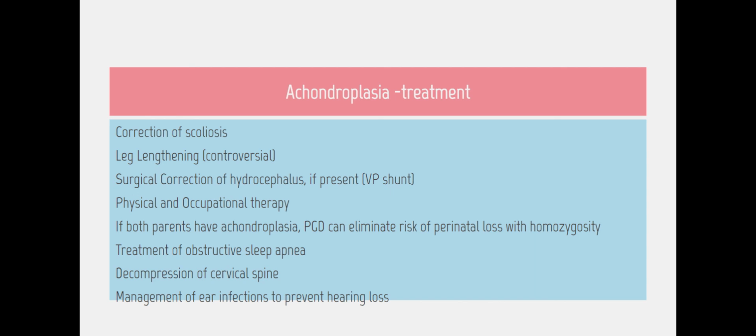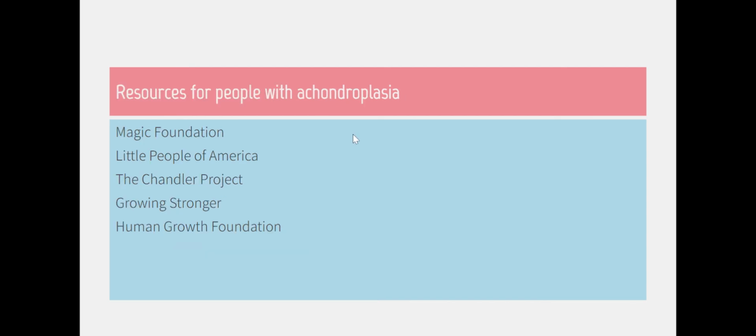Ear infections, there's a difference in the shape of the eustachian tubes because of the way that the face and head are shaped. So you would want to treat ear infections a little more aggressively to prevent hearing loss. Resources, lots of resources for people with achondroplasia, and you definitely want to help families access these. These are people who can live very happy, productive lives, get married, have children, have successful careers.